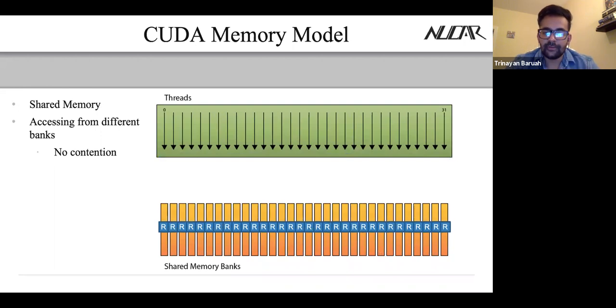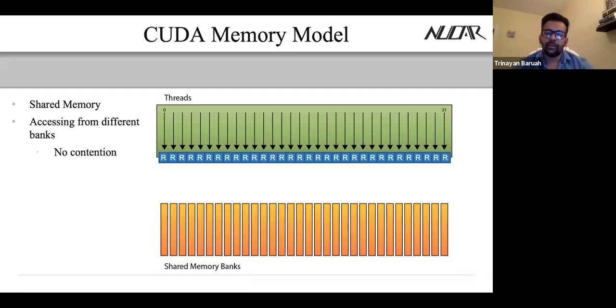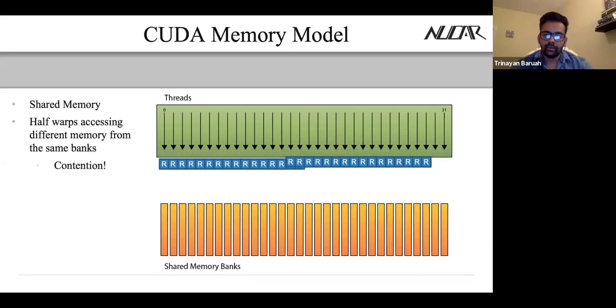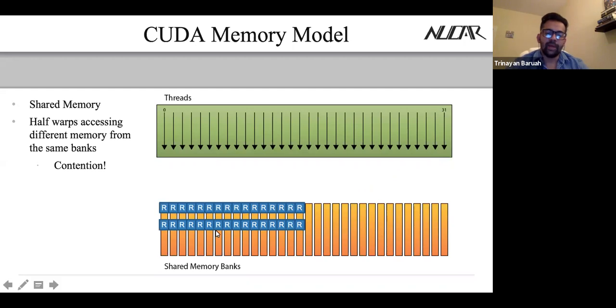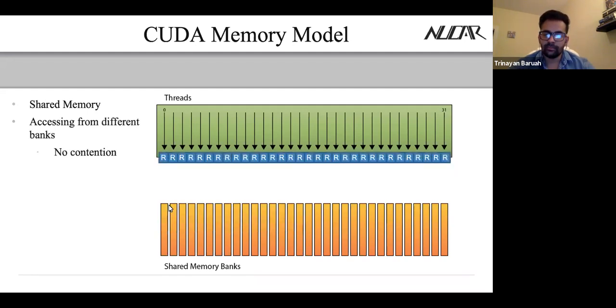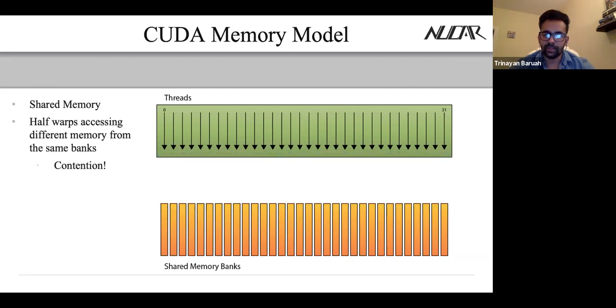So here's the diagram, right? First of all, the basic case: all threads access different banks, no contention at all. This is the best case scenario. You have good performance. Now let's take a look at another case. Now it's a problem, right? What will happen is that the first set will be allowed to access, and then the other ones will be serialized. So if we take a look at the previous diagram, right?